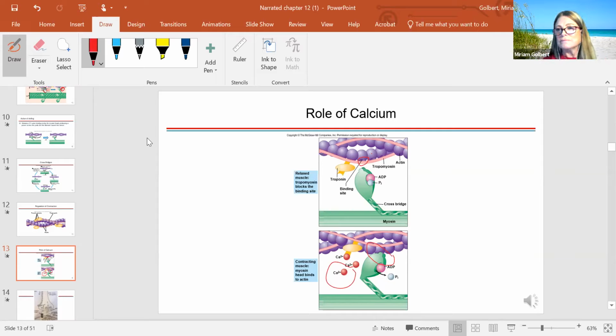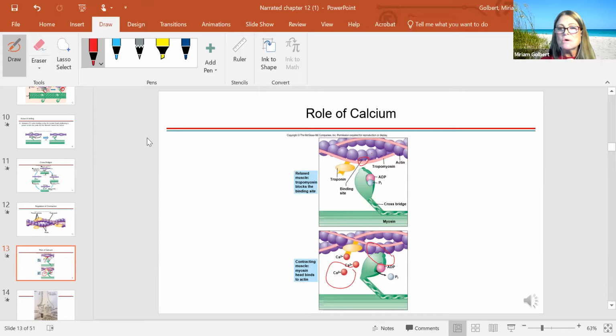Yes, Julie? Okay, so I had written that the tropomyosin blocks the active site on myosin, but it blocks the active site on actin. Actin, on actin, yes, on actin. But ultimately, myosin and actin are what we want to connect.